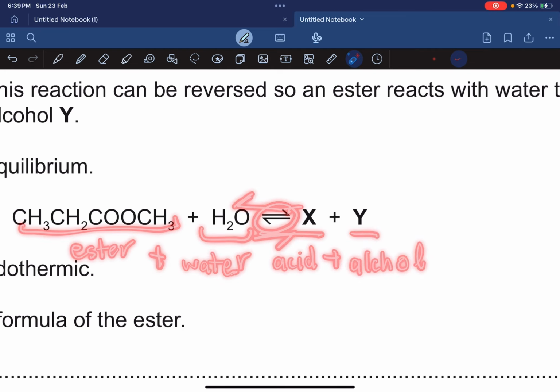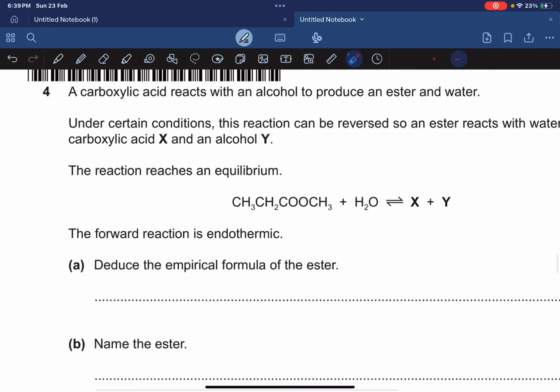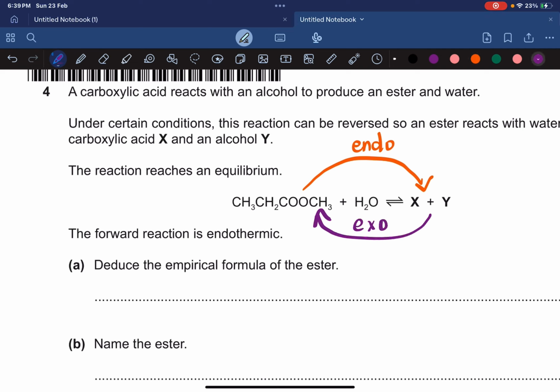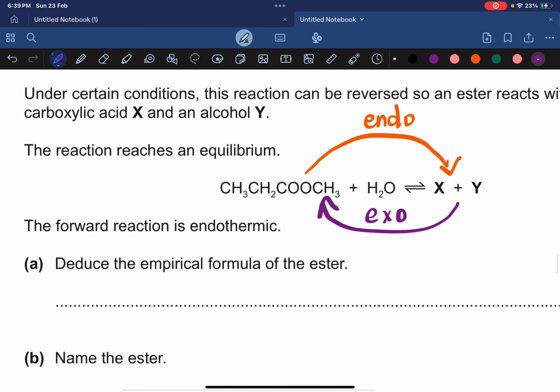So that's what's basically happening over here, and they've given us one more piece of information, that the forward reaction is endothermic. This one is the forward reaction, endo, okay? And obviously when I know my forward reaction is endo, I get to know one more thing, that my backward reaction is going to be exo. Always know when your forward is endo, backward is exo. When forward is exo, backward is endo. Okay, deduce the empirical formula of the ester. Okay, we calculate the number of carbons, then oxygen, and then hydrogen.